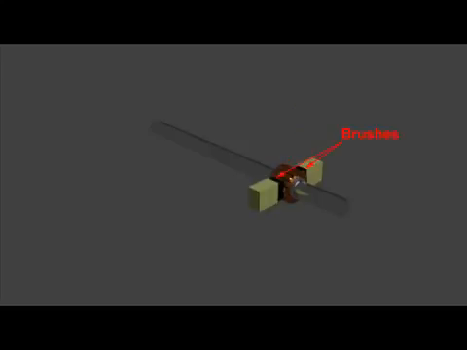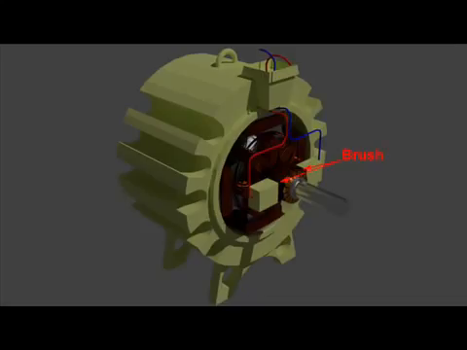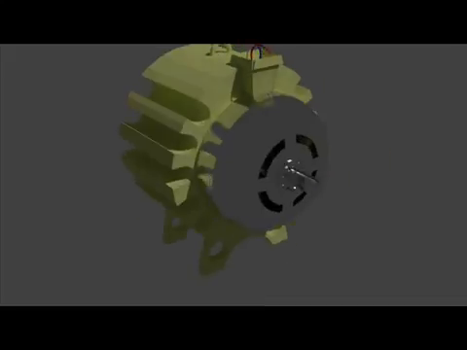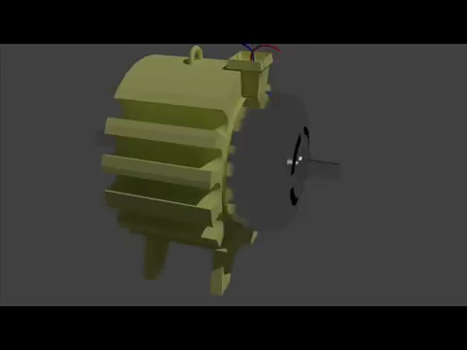Fourth essential parts of a DC machine are brushes. The function of brushes is to collect current from the commutator and supply it to external load circuit of a DC generator. In case of DC motor, brushes supply current to the commutator. The brushes are rectangular in shape and rest on the commutator. These are only a basic idea of construction of rotating DC machine.